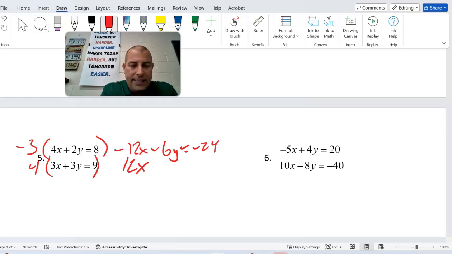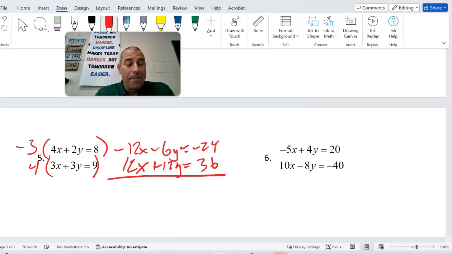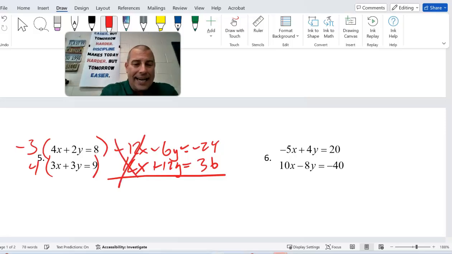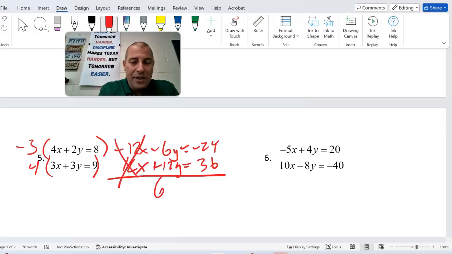Okay, there's my 12x, there's my 12y, and there's my 36. So yeah, now we can add, and the x's are eliminated. There's a 6y, there's a 12. Yep, divide by 6, y equals 2.